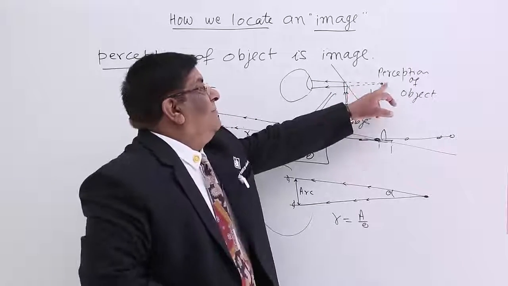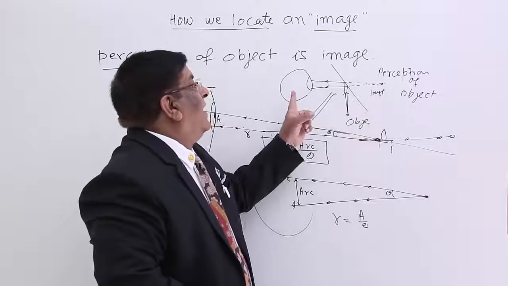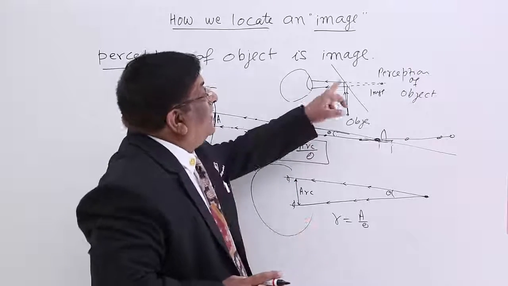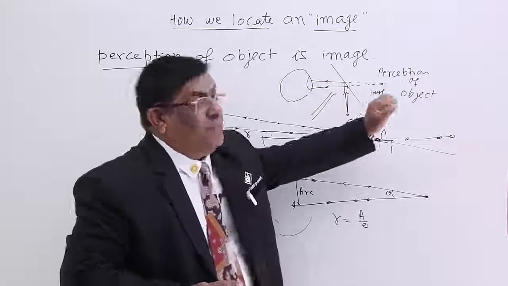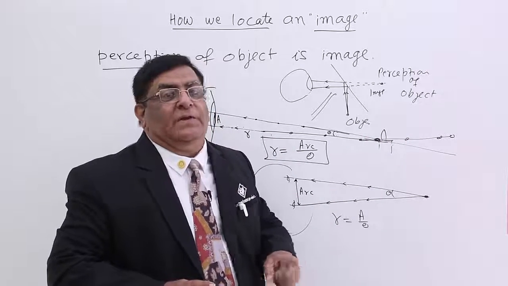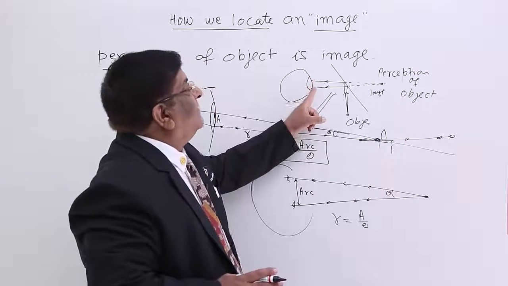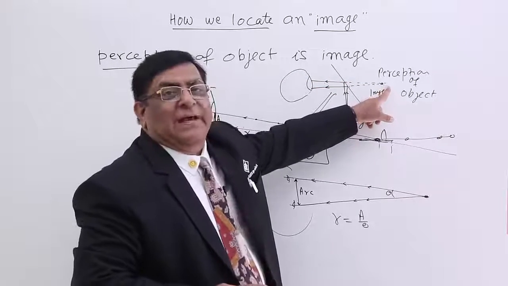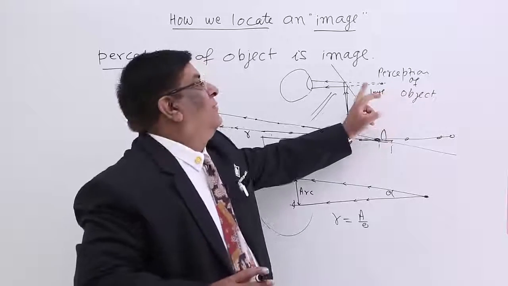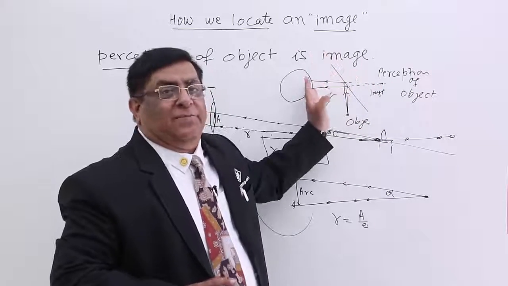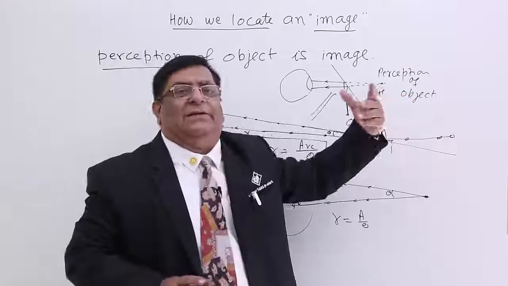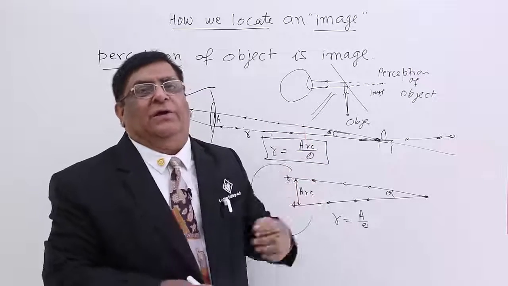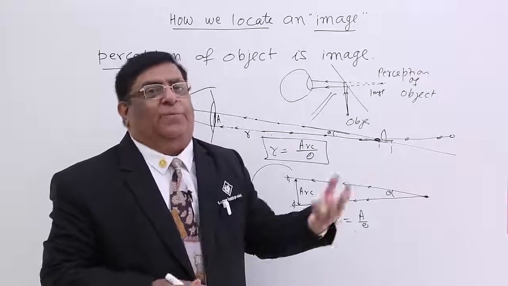So this is the image of this object, because the eyes and the brain have no capability to find out the actual origin. How many times the rays have bent on the way, they do not know. They are concerned only with the last ray which is entering the eye, and they track it back to a particular place, and assume that the object is lying there. For their perception, this is the object, and this perception we call an image. So this technique we will keep on using in all the knowledge we are going to study in optics. Thank you.